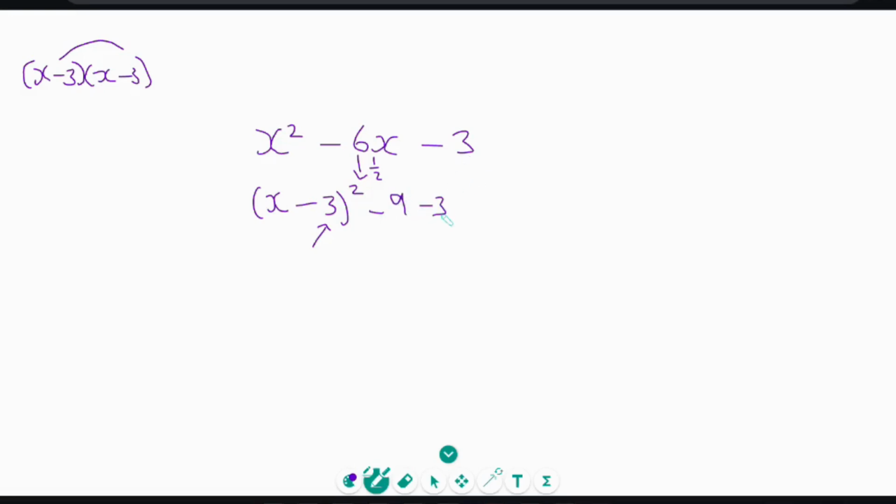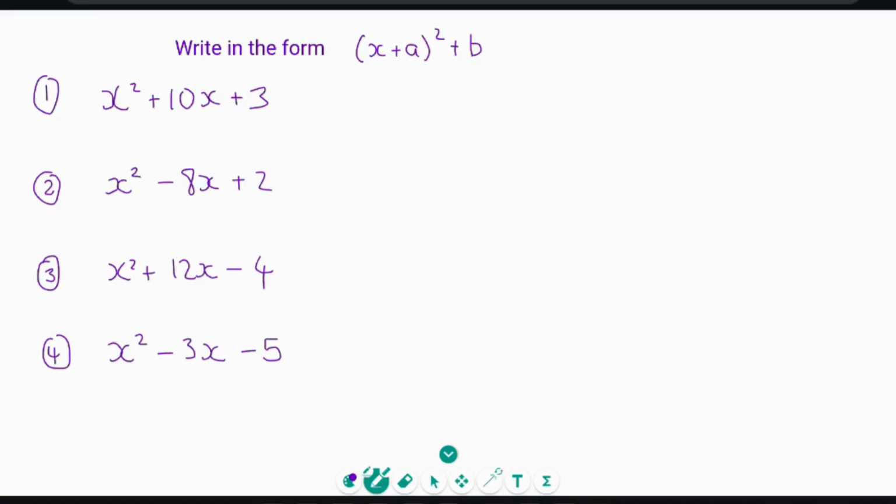And then I need to minus 3, which gives me (x - 3) all squared. Simplify, minus 9 take away 3 is minus 12 as your final answer. Okay, have a go at these 4 questions yourself. Maybe put me on pause, unpause when you're done.